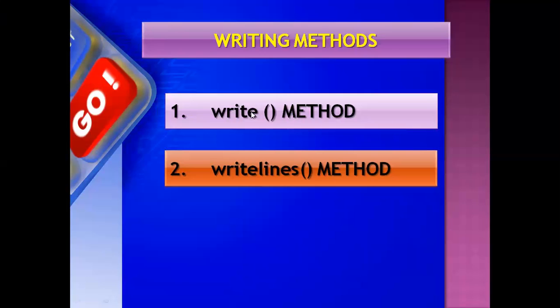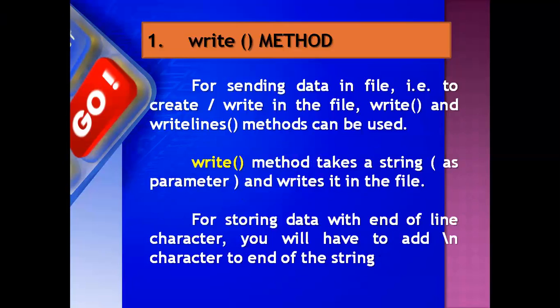So there are two methods we can use to write in a hard disk. Here, the write method or writelines. The write function will write an entire string to a file, and writelines means some paragraph type will be written in a file. See here, the write method. For sending data to a file, we need a write function, and the writelines method can be used also.